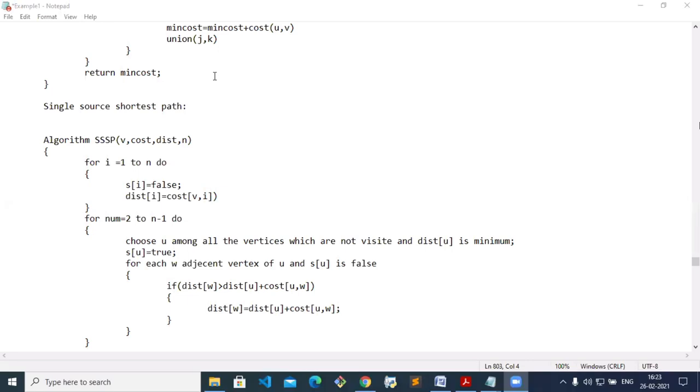Rishita? Okay, 31. Remaining, roll number 25.